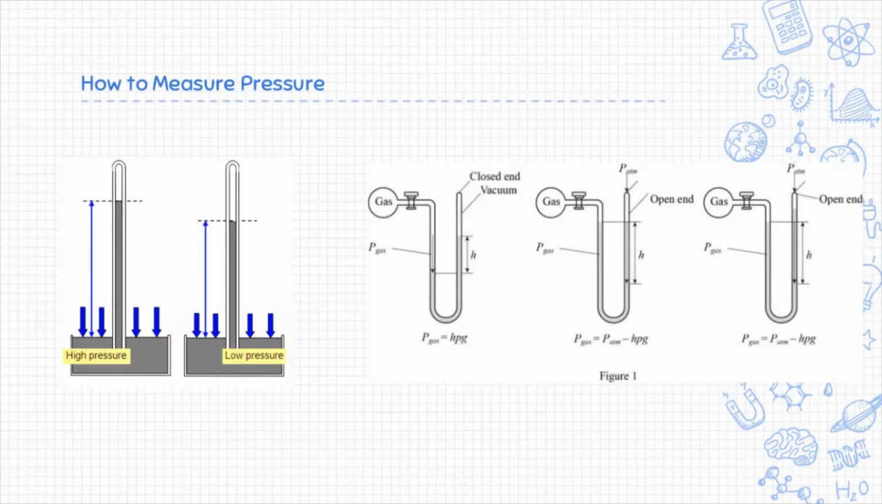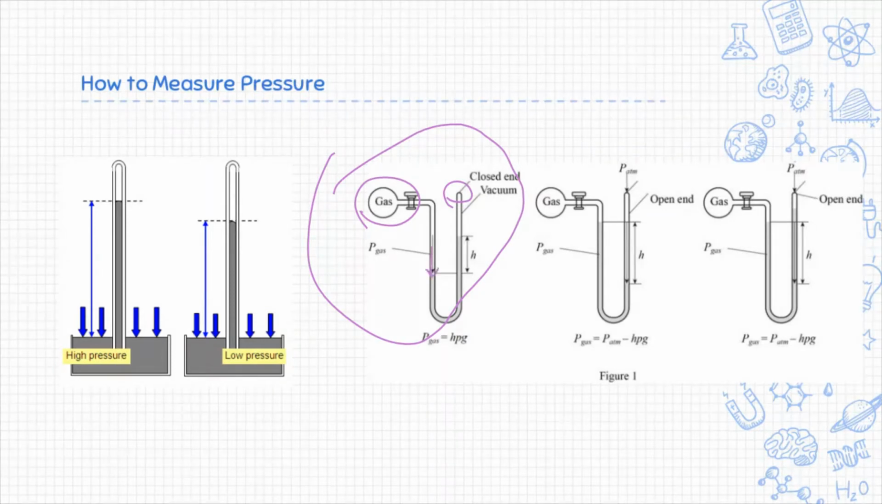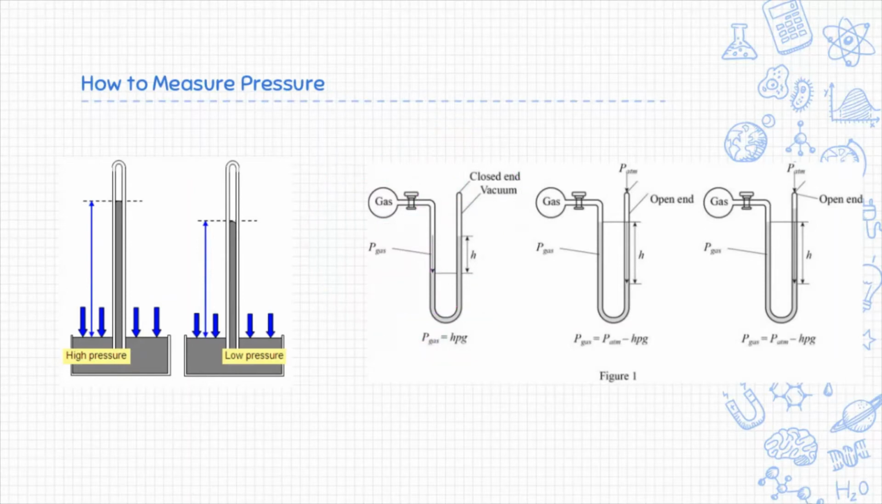For this first example, this is what we call a closed manometer. You're basically comparing the pressure of this gas with a vacuum. So whatever pressure this gas exerts, this height difference between the vacuum and the gas is basically the pressure of the gas. So, for example, let's say this difference was 600 millimeters of mercury. Then the pressure would be 600 millimeters of mercury.